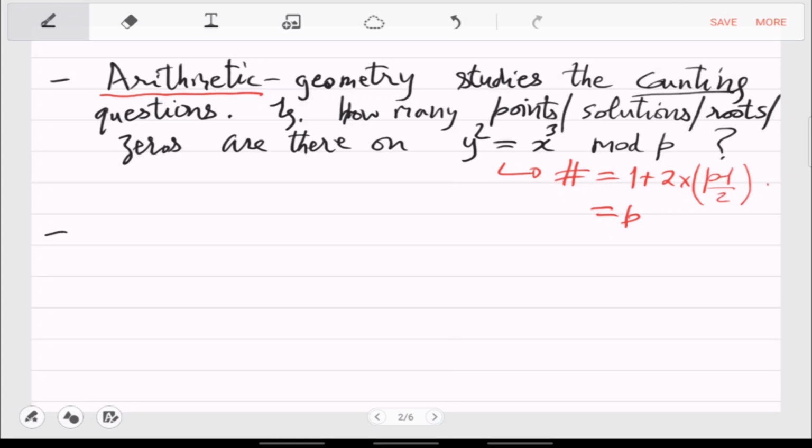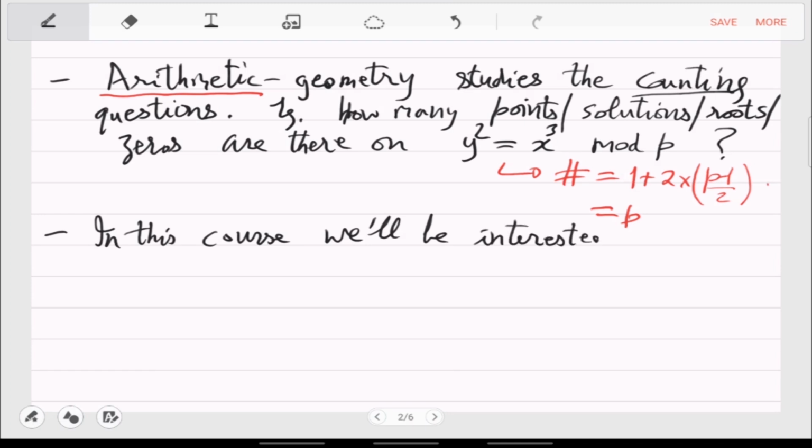So finally in this course, we'll be interested in algorithmic or computational questions. Okay, so that is the third part. So there is algebra, there is geometry, arithmetic, and there will be algorithms. So this algorithm part, I have to see how much time remains. Maybe you can present algorithms and I'll present the math.